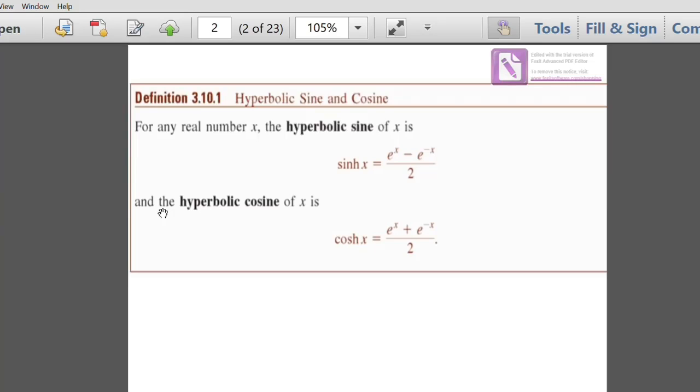And similarly, the hyperbolic cosine of x, or you can say cosh x, is equal exponential of x plus exponential of minus x divided by 2. So the difference between hyperbolic sine and hyperbolic cosine is just this sign. For hyperbolic sine, there is a subtraction between the exponential functions, whereas in hyperbolic cosine there is an addition between the exponential functions.